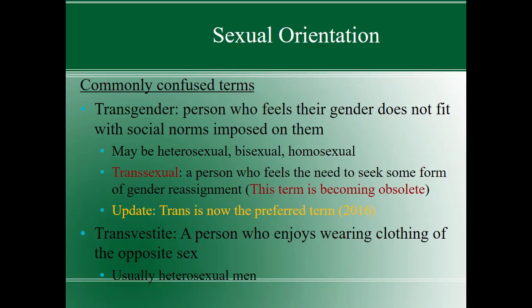There are some commonly confused terms regarding transgender people. So transgender people are people who feel their gender does not fit with social norms imposed on them. Transgender people can be heterosexual, bisexual, or homosexual. A transgender person might be transsexual, which is a person who feels the need to seek some sort of gender reassignment. Now, this term, transsexual, is now becoming obsolete, so it's probably best not to use it.